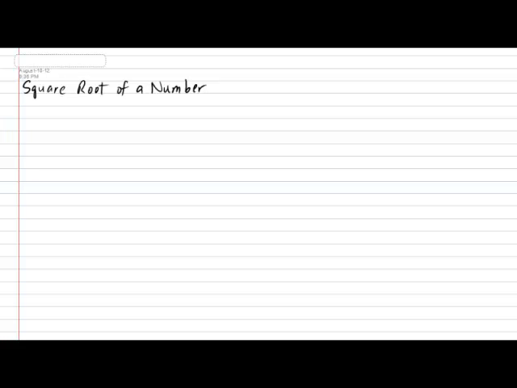Hi everyone. Today we're going to be looking at the square root of a number. So in your notebook, please put today's subtitle, Square Root of a Number. Well, at this stage in your math careers, almost everyone knows the meaning of the square root of a number.